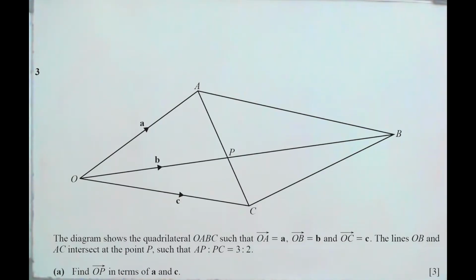Now the question 3. This question is about vectors. I hope you guys find vectors easy. Most of the rules of vectors just follow the algebraic rules, only that you have to take care of the directions. I hope you know this already, so let's go ahead and solve this question. The diagram shows the quadrilateral OABC such that vector OA is a, vector OB is b, vector OC is c. The lines OB and AC intersect at point P such that AP is to PC is equal to 3 is to 2. Find OP in terms of a and c.